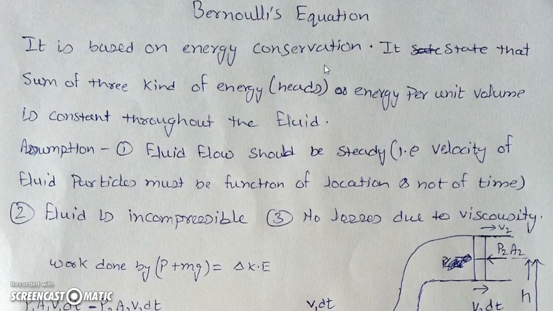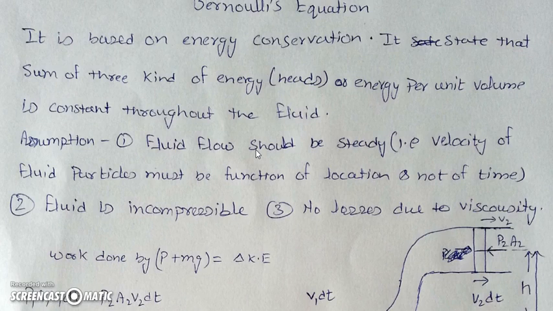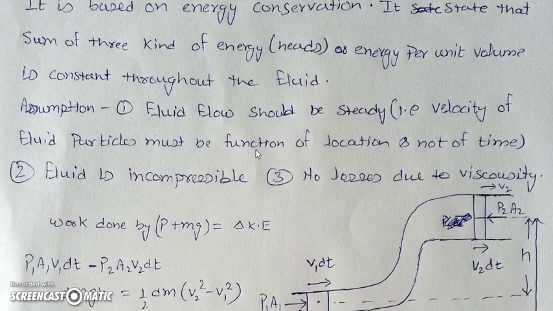It states that the sum of energy, which can be divided into three types, is constant throughout the fluid. The three types are pressure head, kinetic head and potential head. So throughout the fluid, the sum of these three heads will be constant. If two heads are increasing, then the third has to decrease. Or we can say if two are decreasing, the third has to increase.